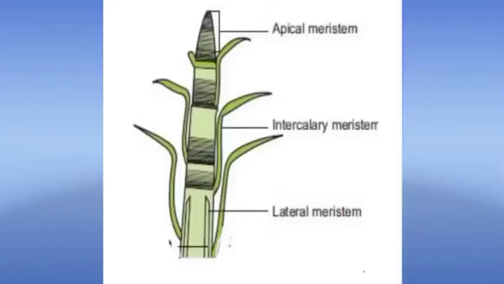Let's see the diagrammatic representation of meristematic tissues like apical meristem, intercalary meristem, and lateral meristem. Apical meristem generally present at the tips of root and shoot. Intercalary meristem present between mature tissues. Lateral meristem present in dicotyledonous plants which show secondary growth. These are present laterally and help in secondary growth of the plant.